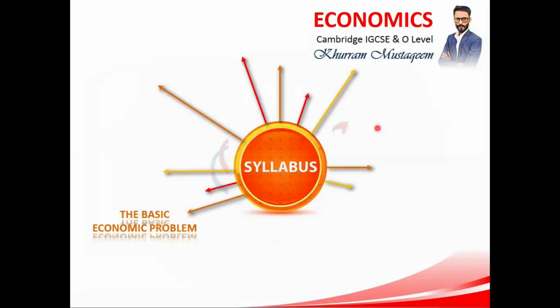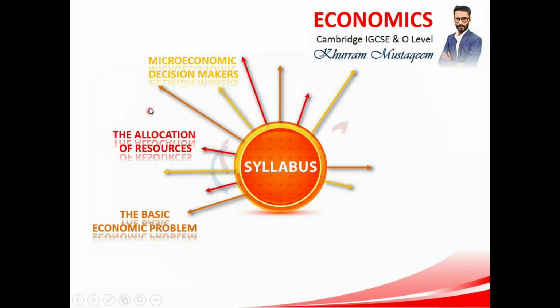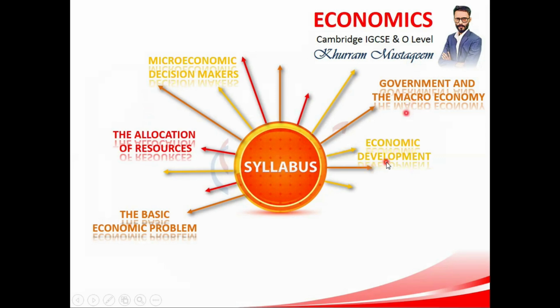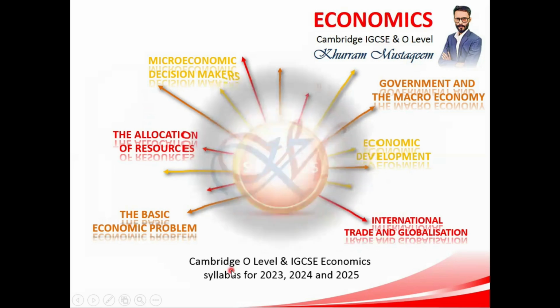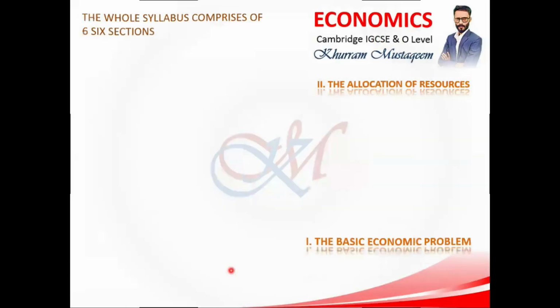Your whole syllabus comprises six sections. The very first section is the basic economic problem. Second is allocation of resources. The third one is microeconomic decision makers. The fourth one is government and macroeconomy. The fifth one is economic development. And the sixth one is international trade and globalization. Now I'm going to discuss each and every section one by one in detail.